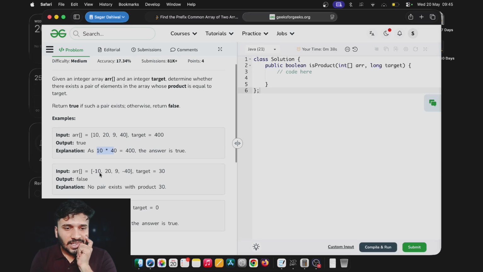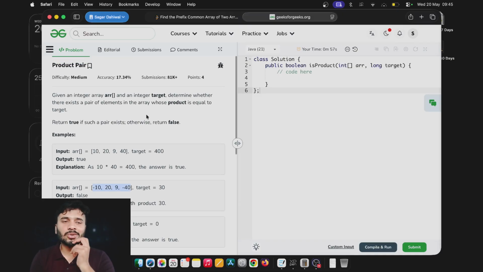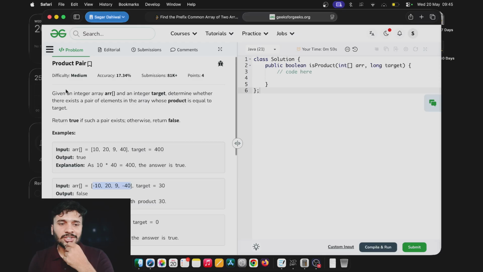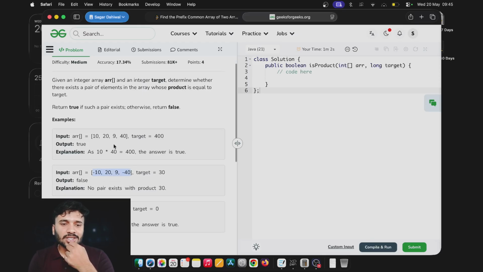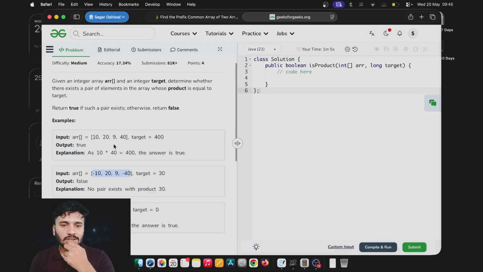Okay, so we have 10 and then 40. And then it's false. We cannot achieve 30 from these elements. Okay, actually it's a product. There was a similar question like sum, and this is the product one. Okay, so how can you do it? Since it's a product, two negative numbers are also a good example to make this target, right?